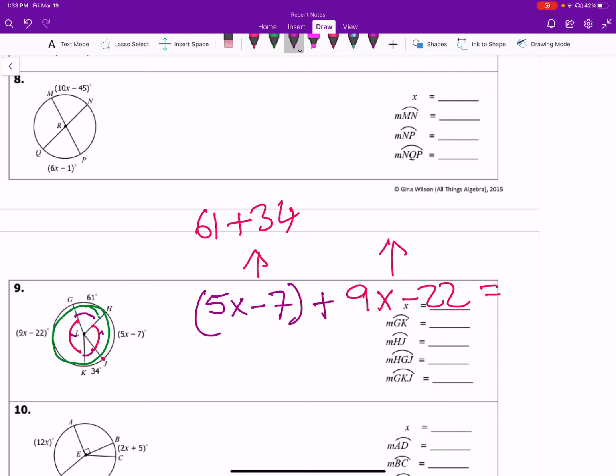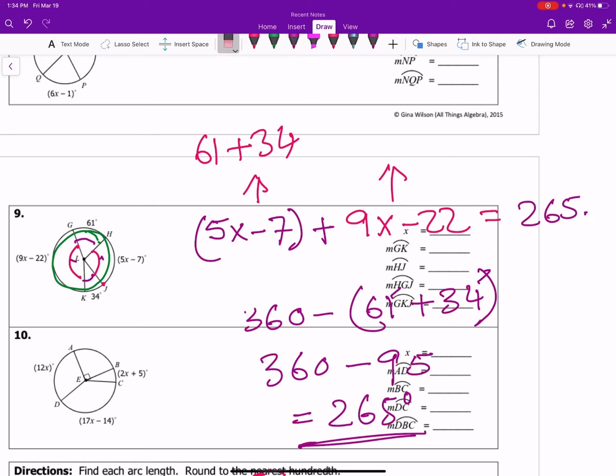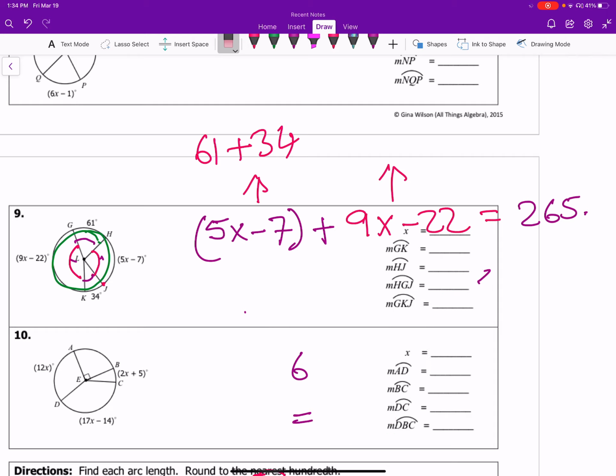Make sense? So what do we do? 360 minus this is 61 plus this is 34. So how much do you get? 360 minus 95 is 265. So this is 265, right? Once it is 265, now it's just a simple solution.